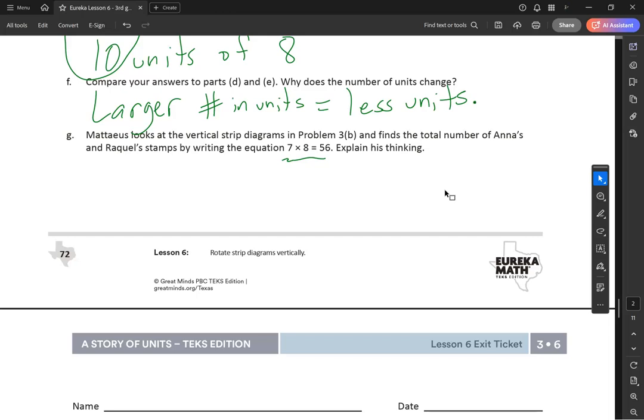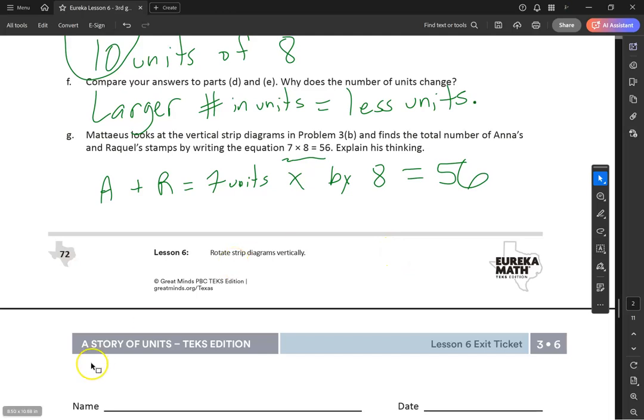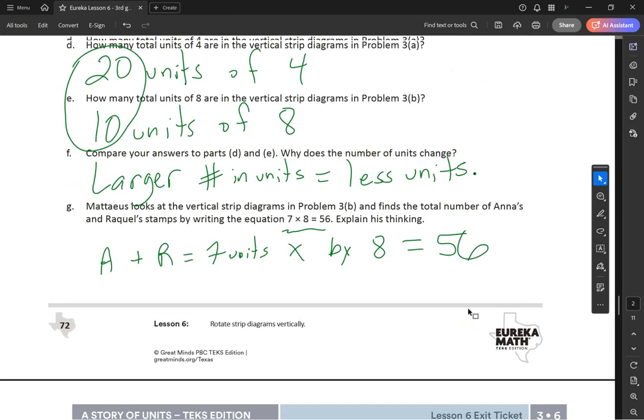So what he did was he did Anna plus Raquel equaled 7 units. And then he multiplied by 8 to get 56. All right. Okay, that was a lot fast.